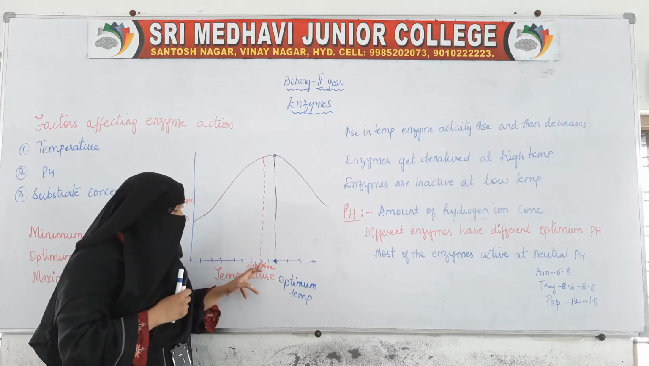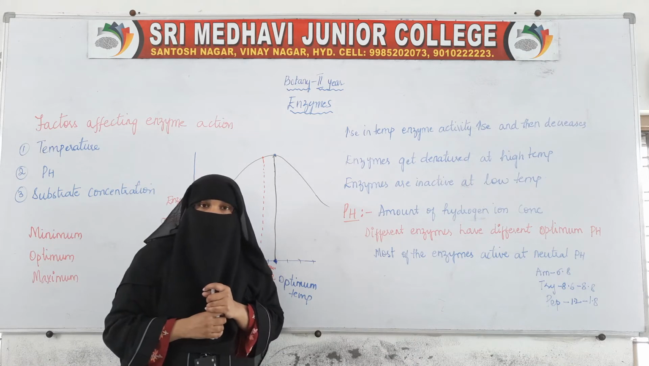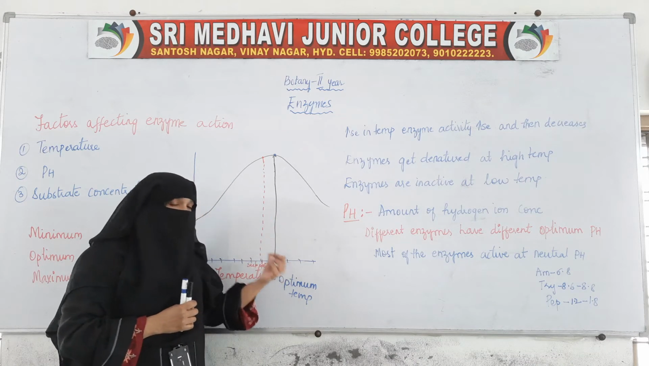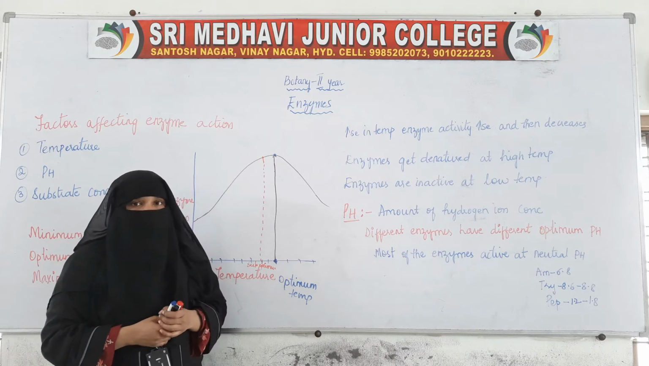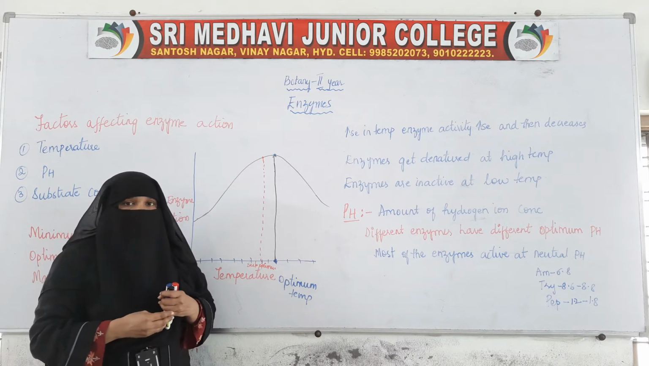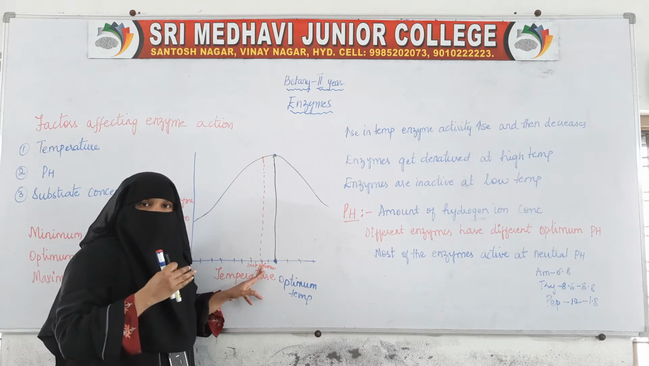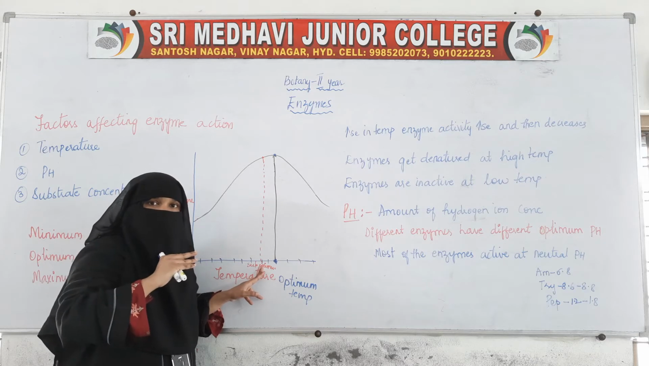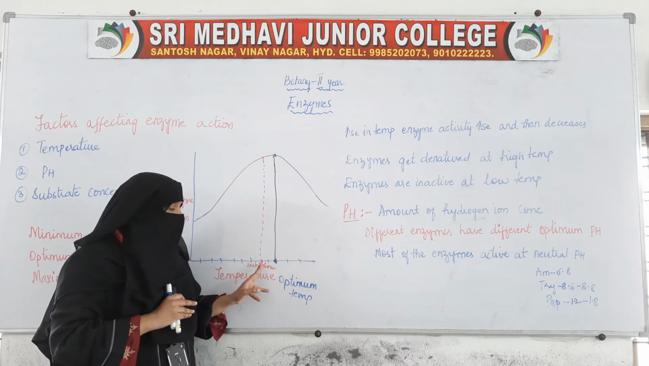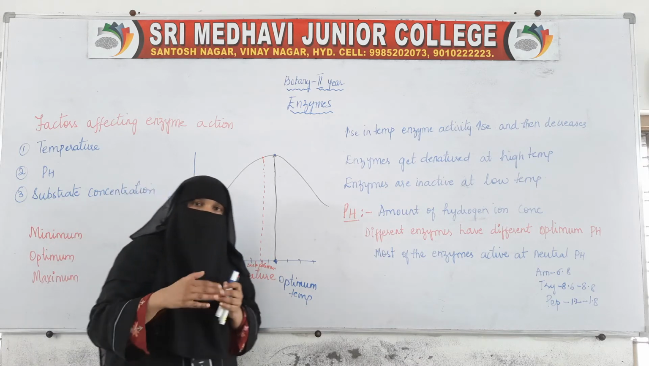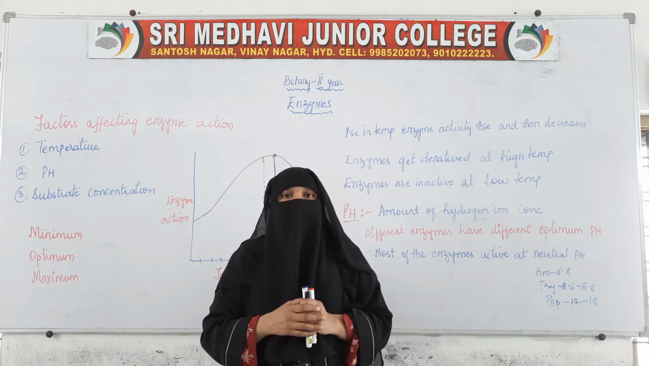So what happens is, with the slight increase in temperature, that is from suboptimum to the optimum temperature, the enzymatic action will also increase. So in our body, most of the enzymes are active, and they are producing maximum product at this suboptimum temperature. With the slight increase in temperature, the product is also increased, as the enzymatic activity increases.